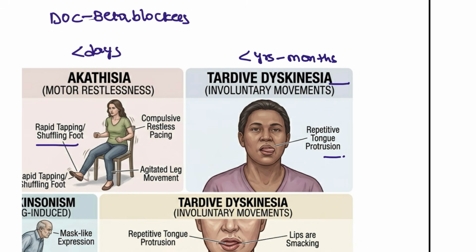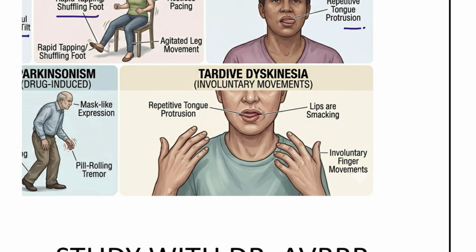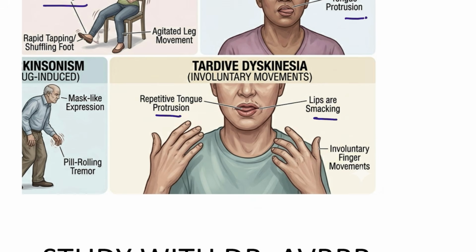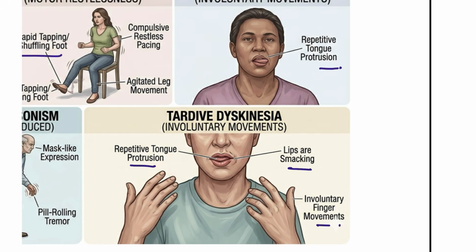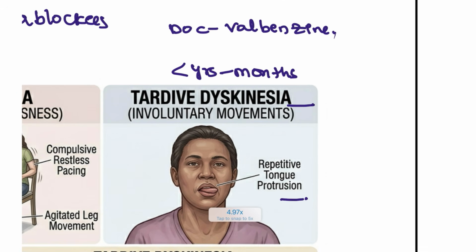Involuntary mouth movement, like rabbit-kind of mouth movement, will be seen in this patient. Drug of choice is valbenazine. Repetitive tongue protrusion, lip smacking, finger-like involuntary movements are seen with tardive dyskinesia. You can also discontinue D2 blockers and shift to an atypical.